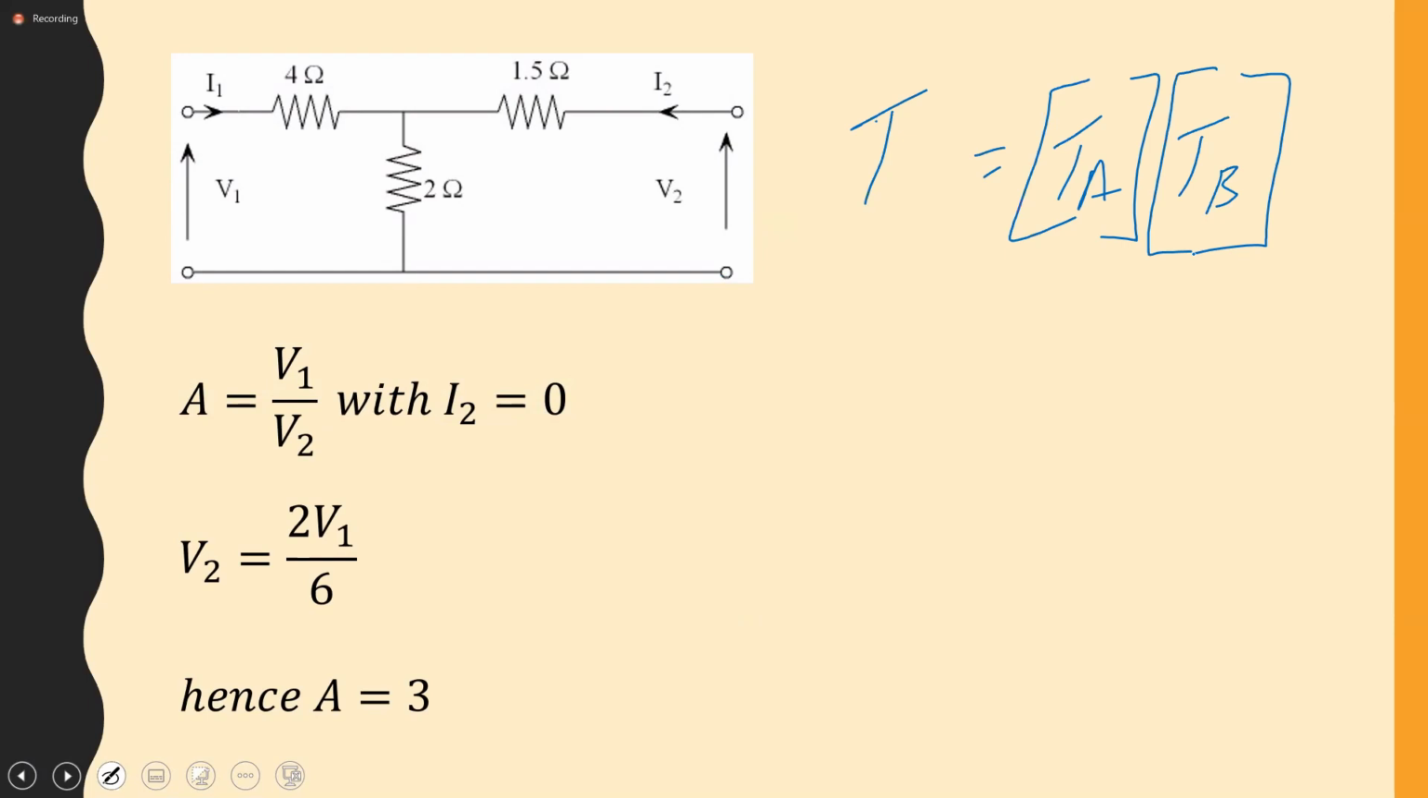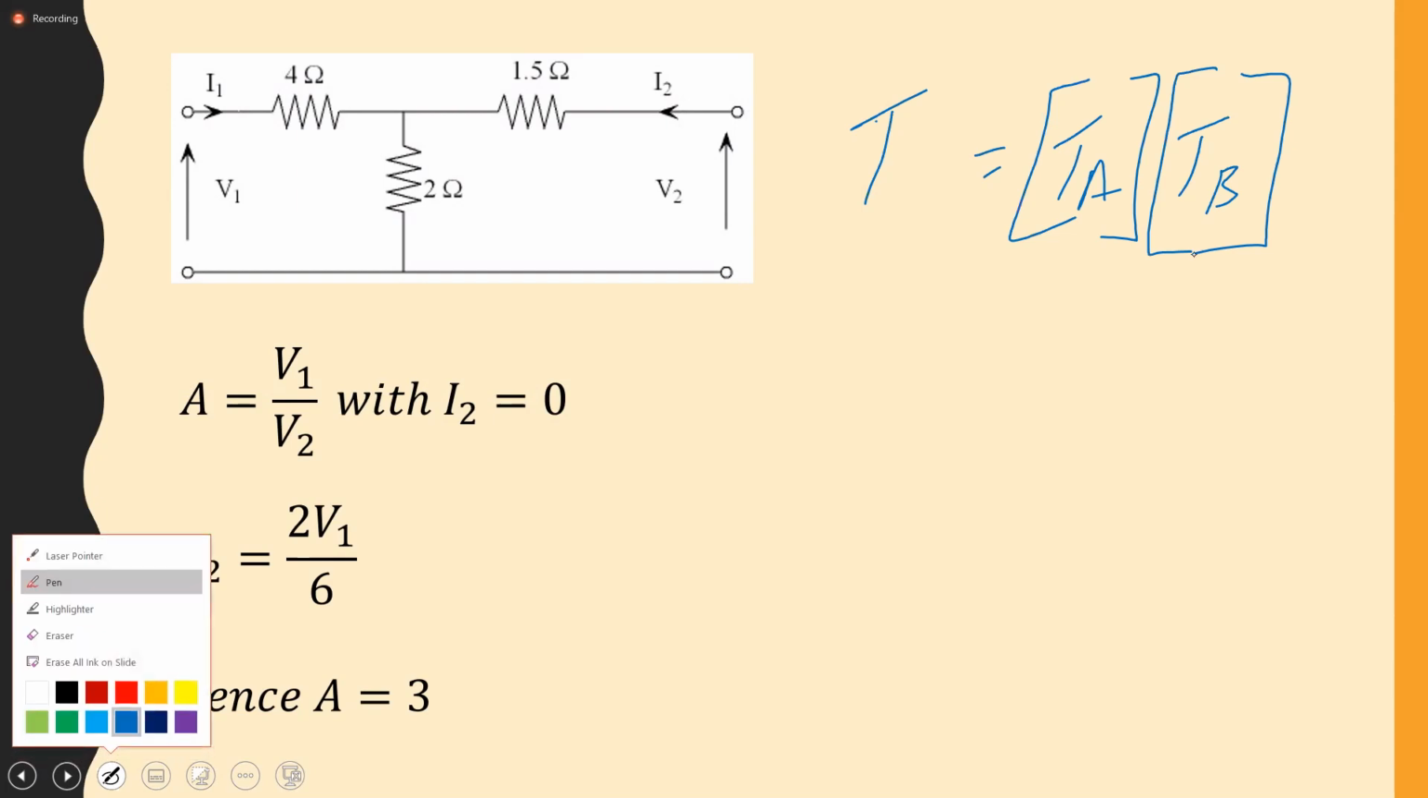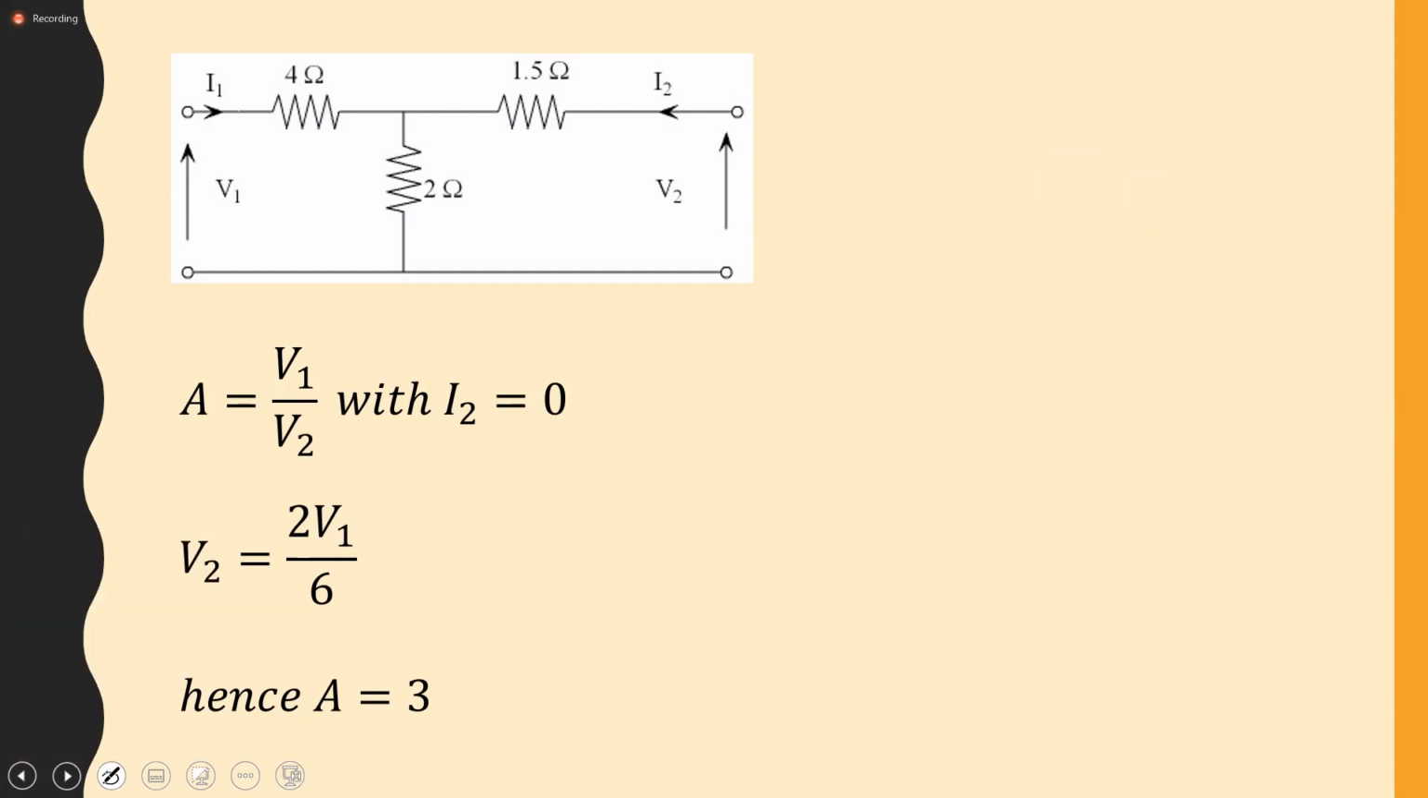That's the freedom that you have. But for this afternoon, we're going to find the transmission parameters from first principles, from scratch. So A, we know, is equal to V1 over V2 with I2 being equal to 0. If I2 is 0, it means that we have an open circuit at port 2.